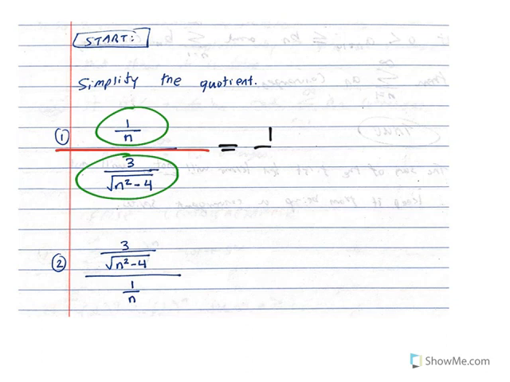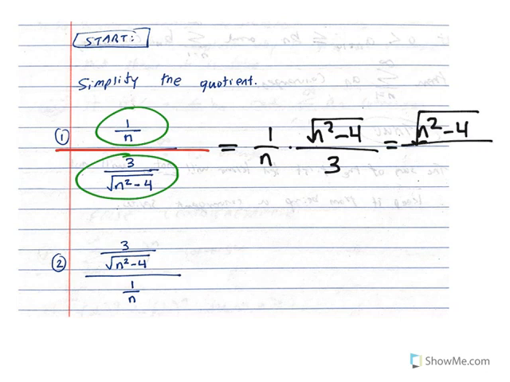How do you do division? You multiply by the reciprocal of the divisor. So that's the basic algebra that you need. And when you do that, this is what you have: the square root of n squared minus 4 over 3n. And again, you have the same thing with number 2.